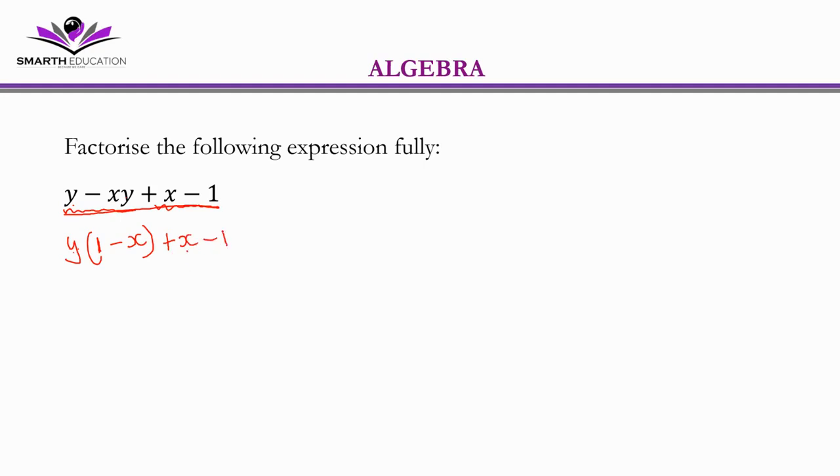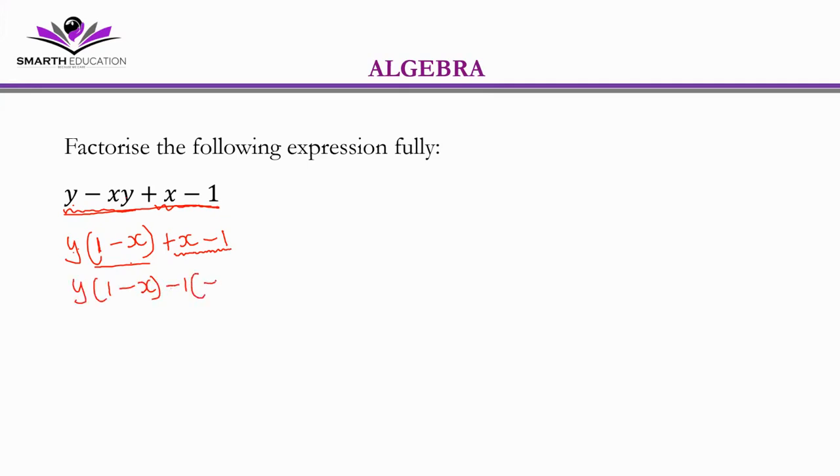So what should we do? This one is x minus 1, this one is 1 minus x. We have to create a common bracket. So we have to factor out negative 1 from these two. Okay, let's just do that. Then we factor out negative 1.